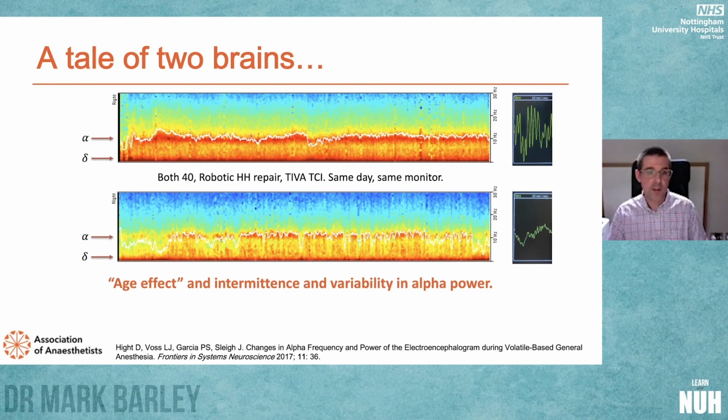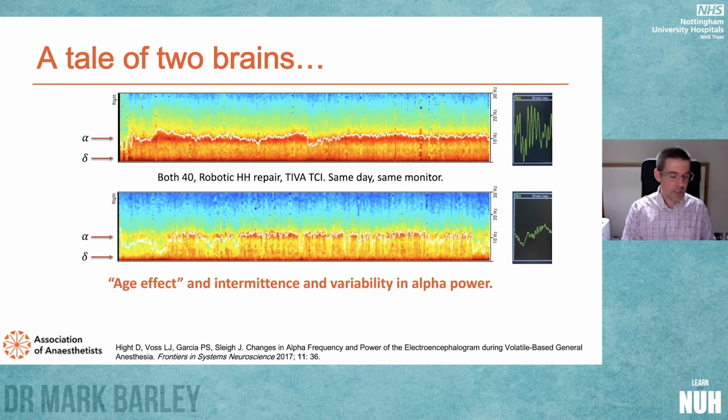And this is demonstrating the brain age effect, as well as some intermittence and variability in alpha power. This red band isn't always constant, it does wax and wane as the brain moves between different states during anaesthesia.